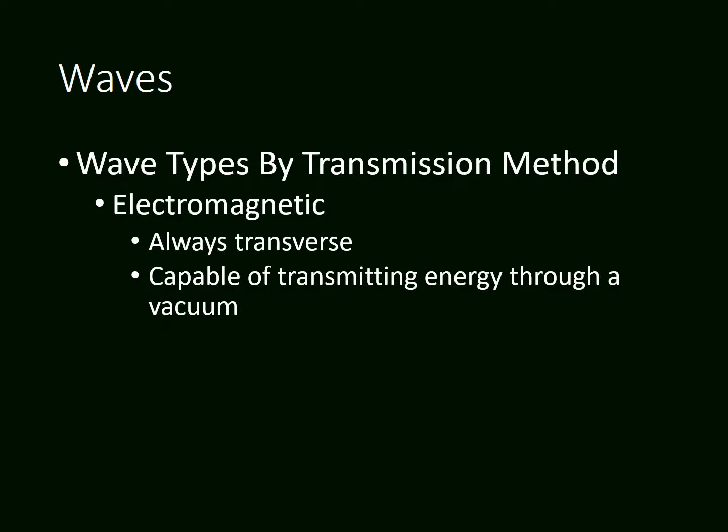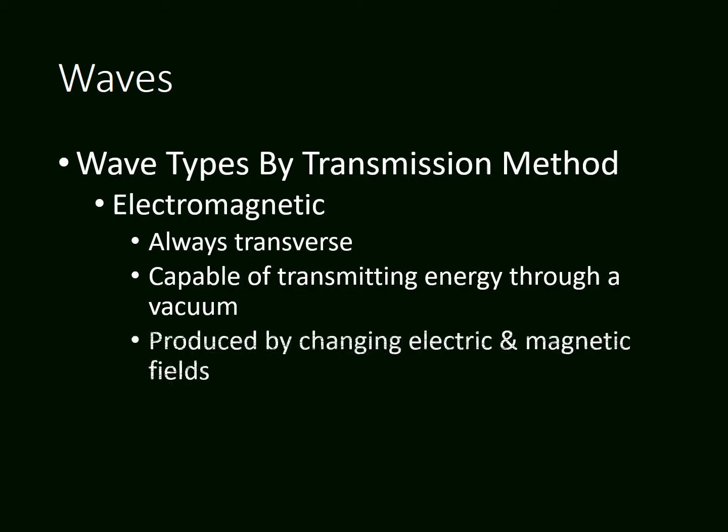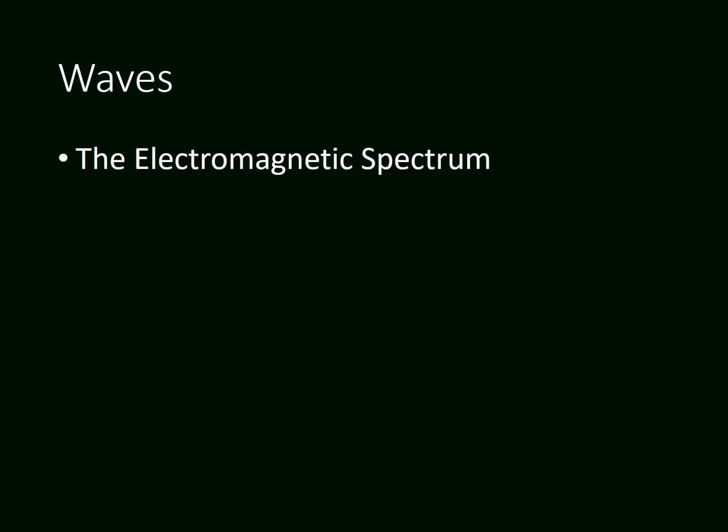Electromagnetic waves are how we get our energy from the sun. They are produced by changing electrical and magnetic fields. And examples would be light waves. All light waves are electromagnetic waves, and they're always transverse. So when we talk about light waves, we have to talk about the electromagnetic spectrum. So what is the electromagnetic spectrum?